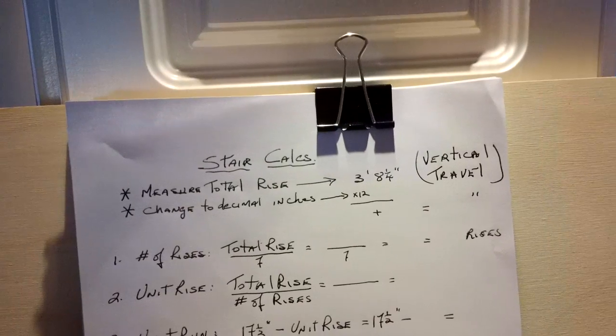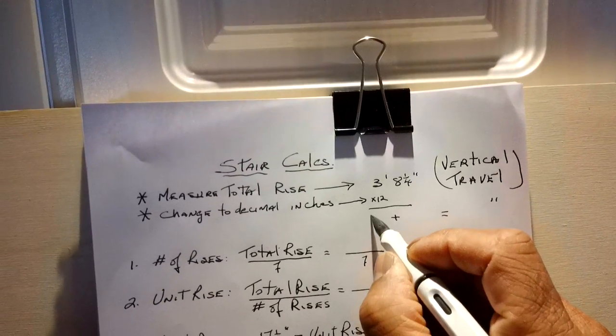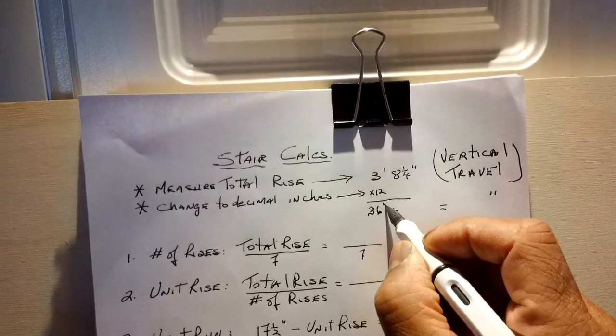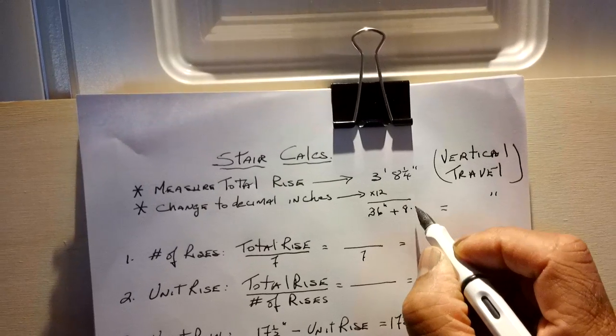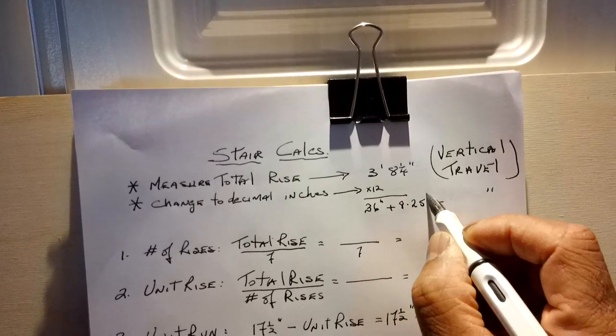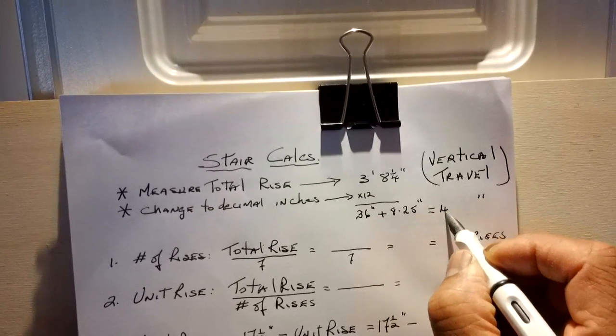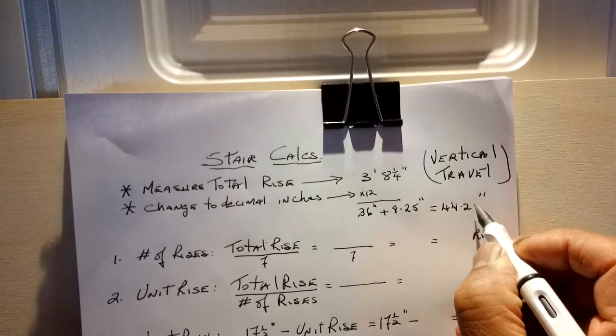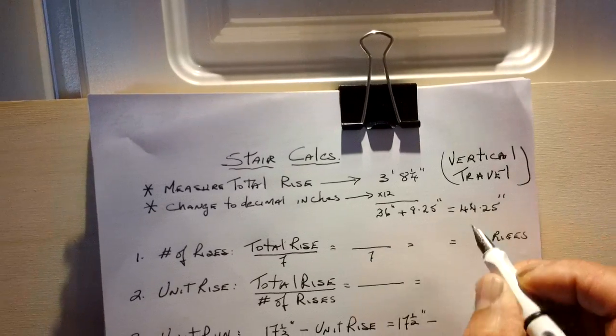So we take the 3 feet, we multiply by 12, that will give us 36 inches. To that we add our 8¼ inches, or 8.25 inches. And that will give us a total rise of 44.25 inches.